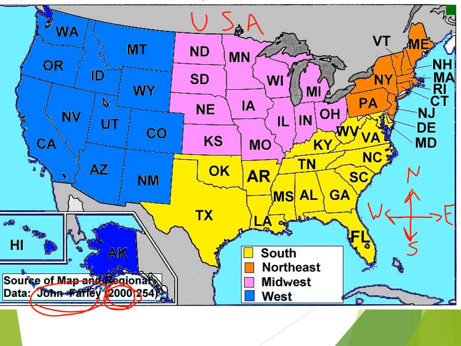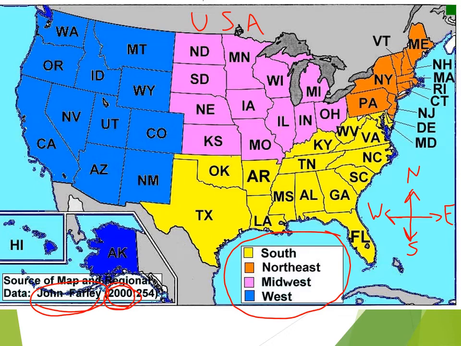Then we move on to L. L is the legend. The legend is right here. It shows you that all the states that are yellow make up the South. All the states that are blue make up the West. All the states that are orange make up the Northeast. And all the states that are pink make up the Midwest. This is an example of a map that shows us what the different regions are of the United States.